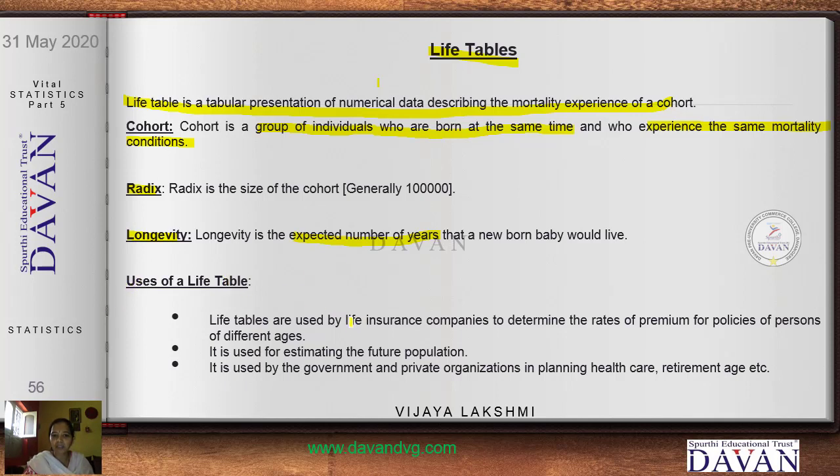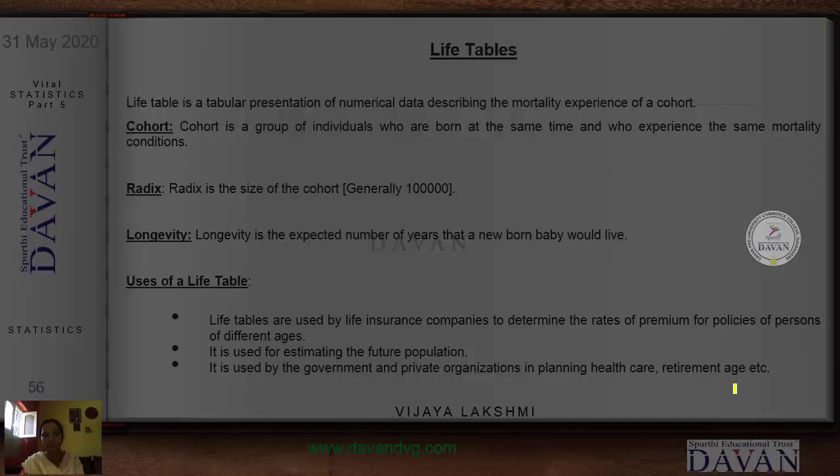These life tables are basically used in life insurance companies to determine the rates of premium for policies of persons of different ages. As we all know, when we are taking insurance, if the person is above 50 years, then the rate of premium will be high compared to youngsters. It is also used for estimating the future population, and it is used by the government and private organizations in planning healthcare, retirement age, etc.